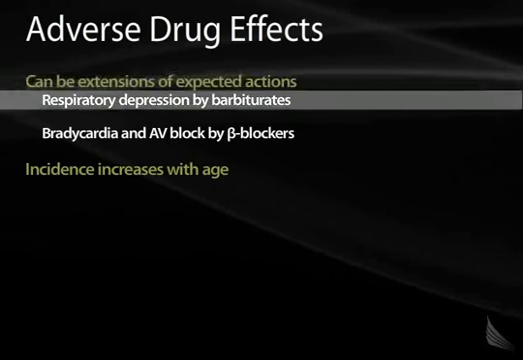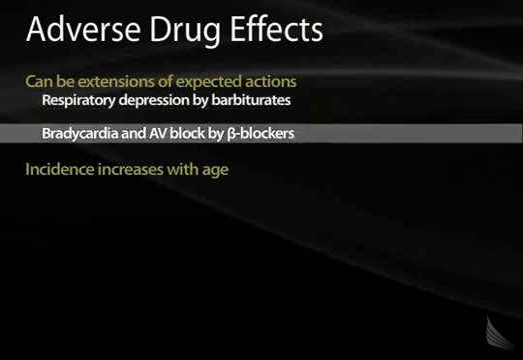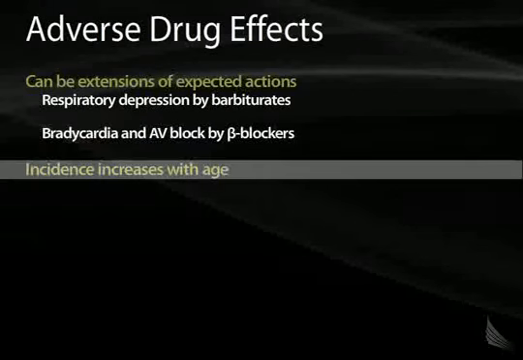Adverse drug effects can work in many ways. First of all, they can be extensions of the expected action. For example, barbiturates, which are sedative hypnotic medications, can cause respiratory depression as an extension of their general action. Also, beta blockers, which are known to decrease heart rate, can cause bradycardia and AV block, which can cause morbidity and mortality to patients. The older the patient is, the more likely they are to have adverse drug effects. Therefore, in geriatric populations, we usually halve the dose of most medications that we give younger people.